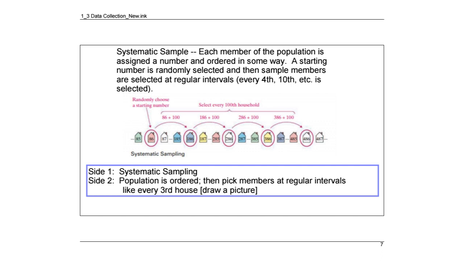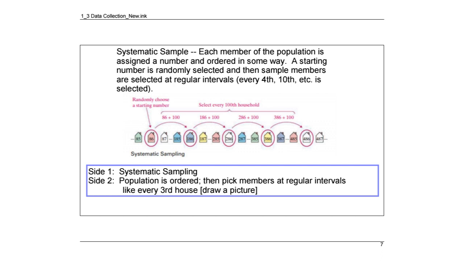So this is a systematic sample. What happens is, let's say we have all these houses on the street, and we're just going to go talk to every 5th house. Okay, this is every 100th, but let's say we're just going to talk to every 5th house. So we have to start somewhere. We randomly choose a house to start, and then we go to every 5th house.